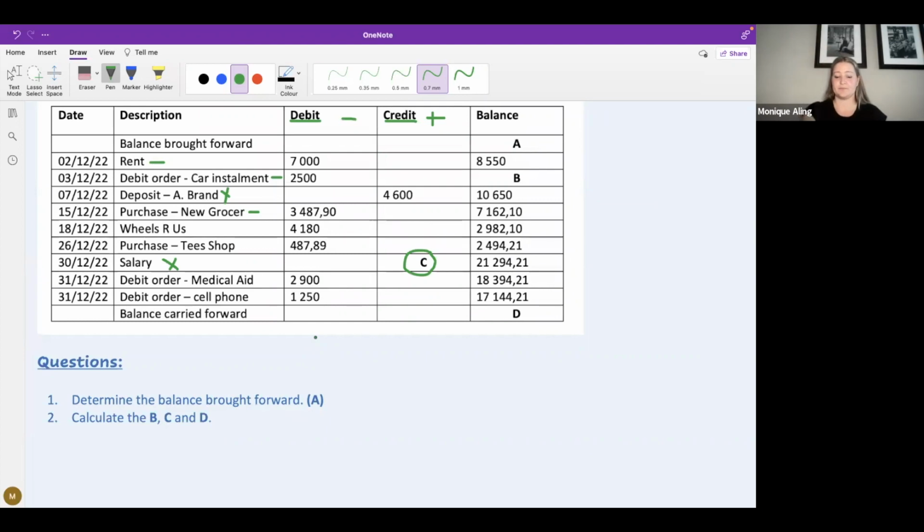Monique, which emoji should they send in the chat when they're done? Smiley face. Because we're all happy because we know what's happening. A big smiley face like that one.